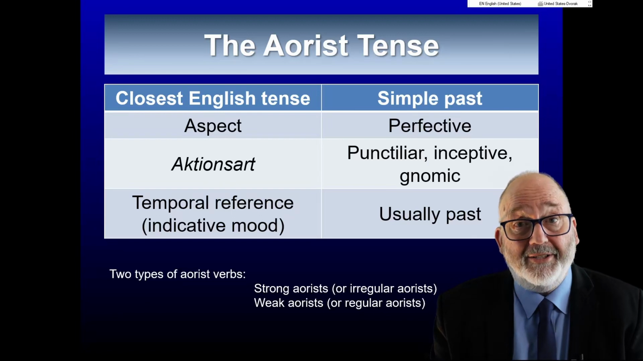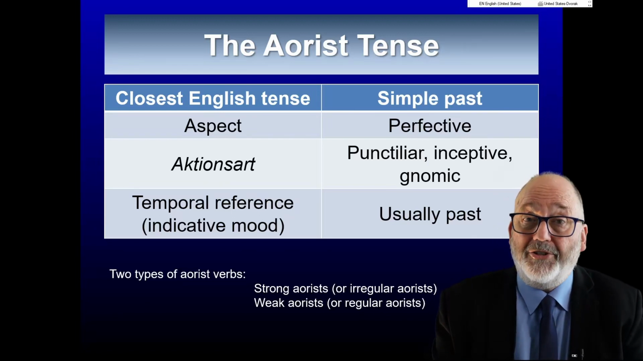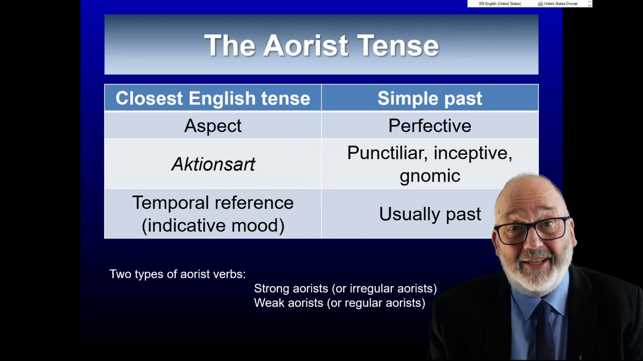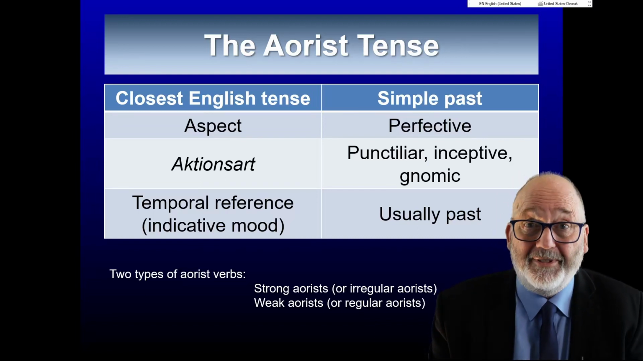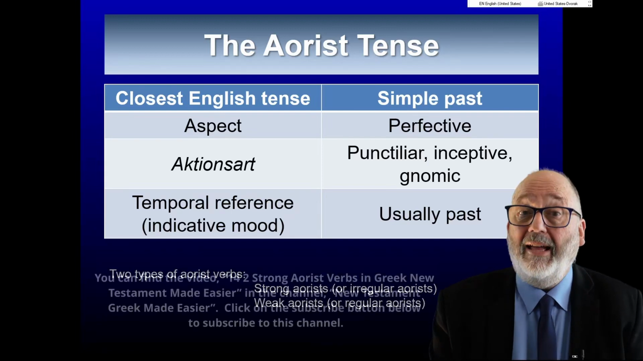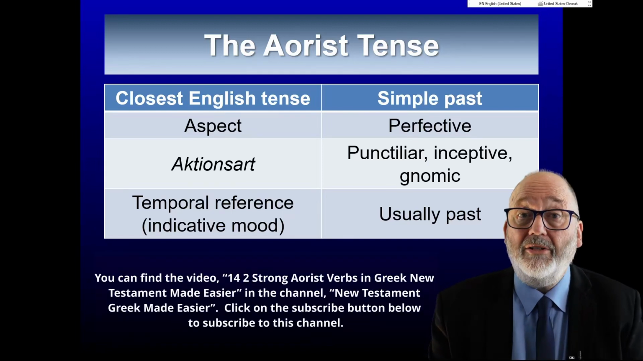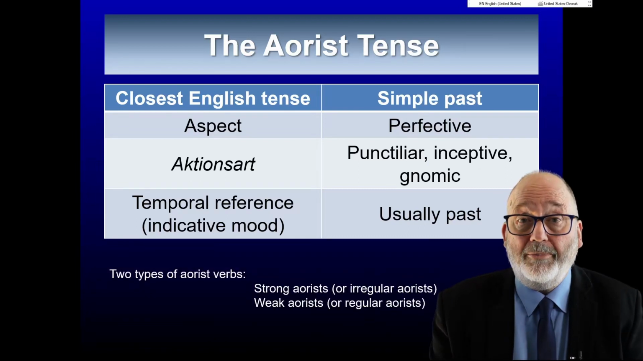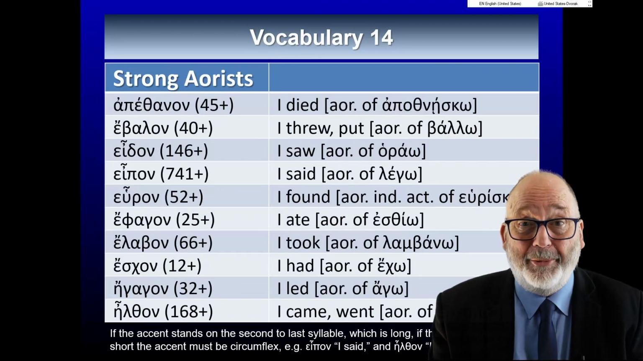There are two kinds of aorist tenses. One is a strong aorist and one is a weak aorist, which is just a very nice way to say irregular verbs and regular verbs. Again, there is a separate video on the strong aorists. Let me just remind you of how to approach the strong aorists. Yes, they must be memorized.